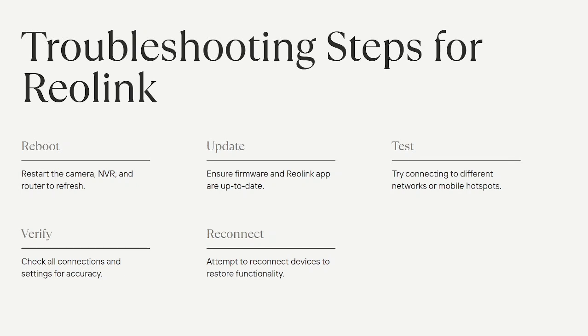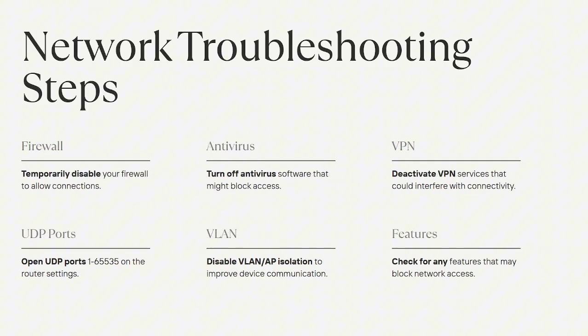Lastly is to connect your camera to a different Wi-Fi or use a mobile hotspot to see if the issue is within your primary network. And then disconnect a few devices from your router to see if there is any network congestion which is causing the problem. And that's how you can fix Reolink remote viewing that is not working.